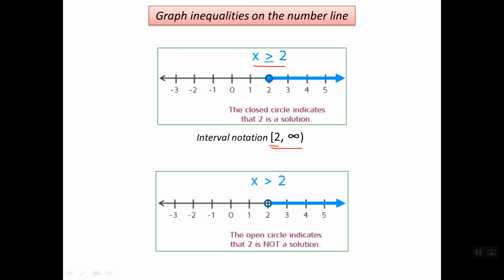If we have an inequality which is x greater than 2, the solution is simply any value of x which is greater than 2, starting from 2 up to plus infinity. Because the number 2 is not part of the solution, we draw an open circle around it.